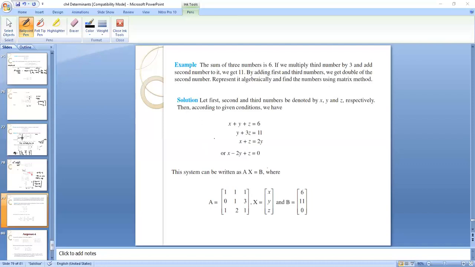So what we will do, we will take the three numbers, let the three numbers be x, y, z. Let the first number be x, the second number be y, third number be z. Then the sum of three numbers is 6. That means x plus y plus z is equal to 6.